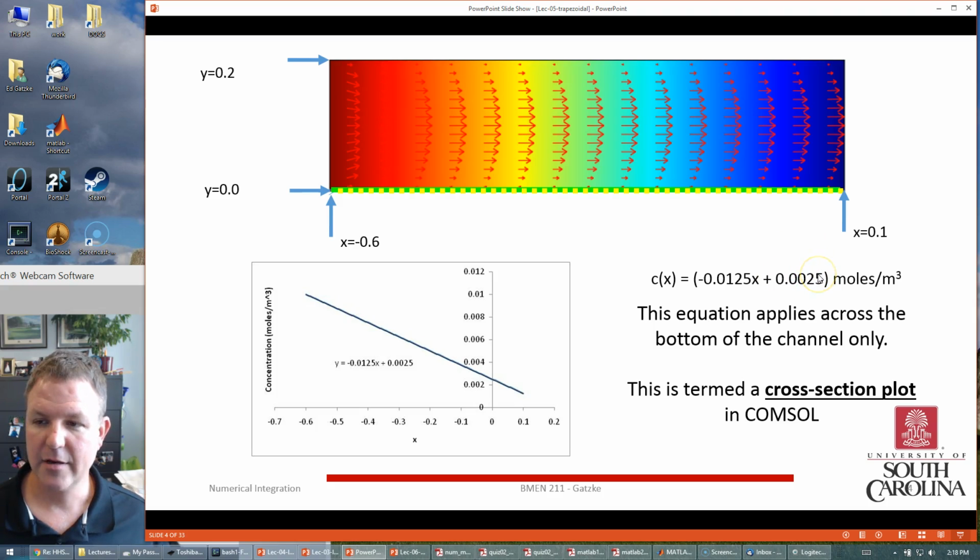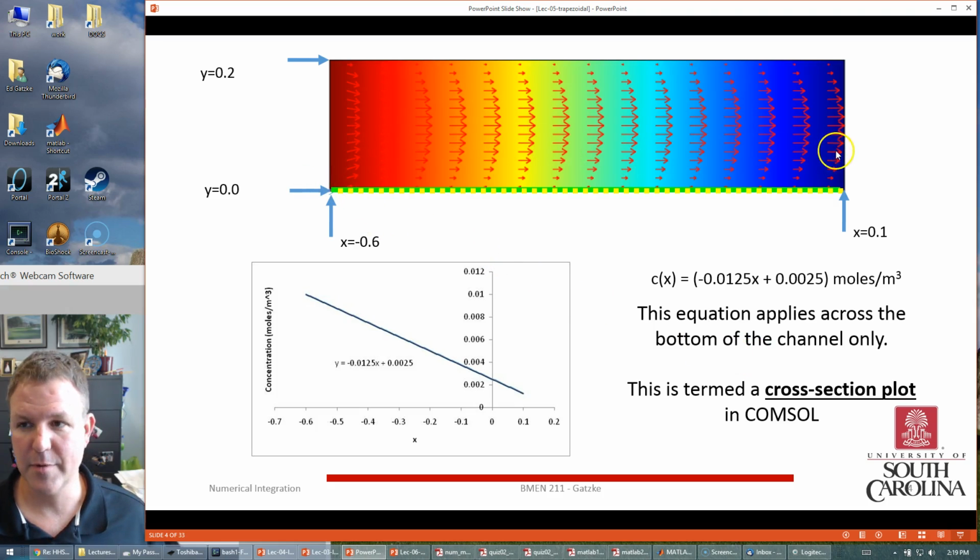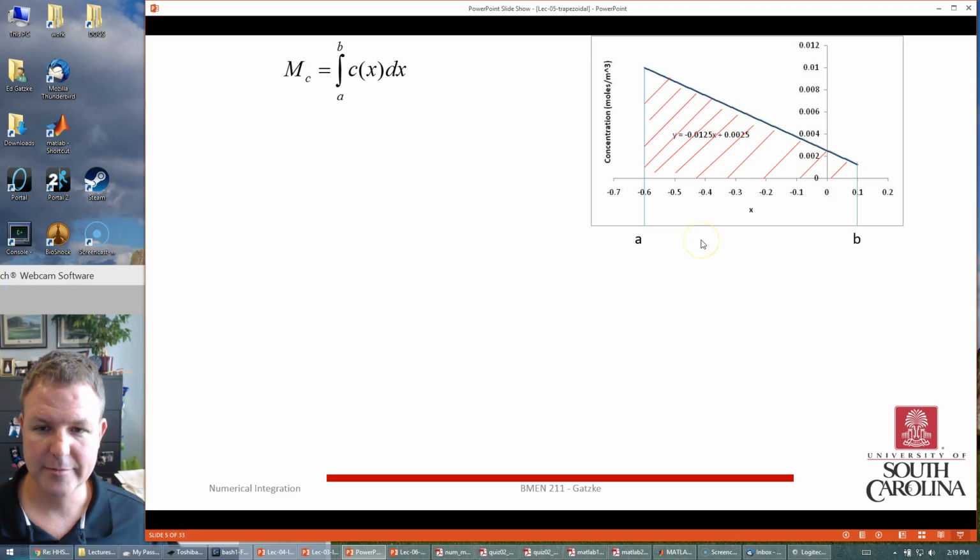It is in concentration, so the units on concentration are moles per meter cubed. As you change x, you will get different and decreasing values of that concentration. This is called a cross-section plot. We'll learn more about that in COMSOL, where you basically have a complex two-dimensional simulation, but you look at just plotting a value along a simple line.